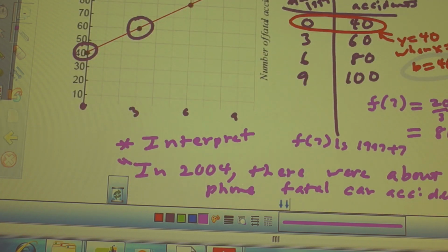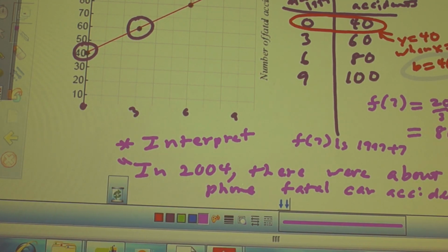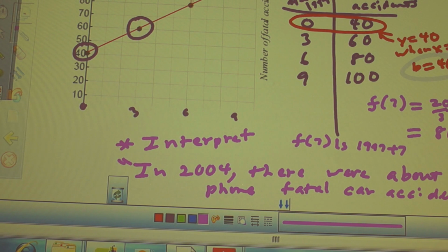So you can just say, if you said in 2007 there were about 86.7 fatalities, I'd be okay with that. But just realize that this means related to cell phones and car accidents in North Carolina. Okay. Bare minimum you need to tell me is, in 2004, there were about 86.7 fatalities. That's the bare minimum I need on that.